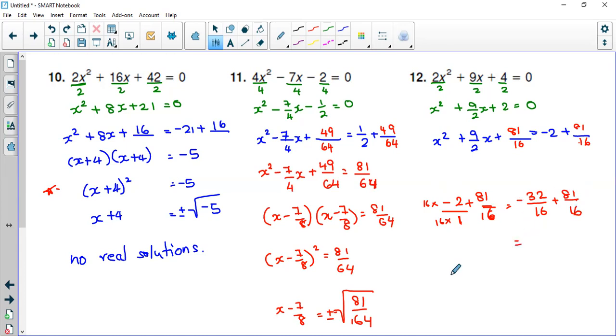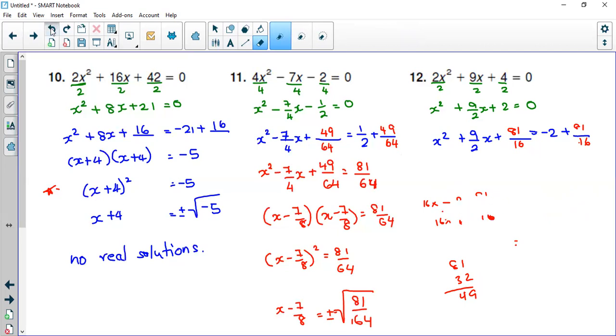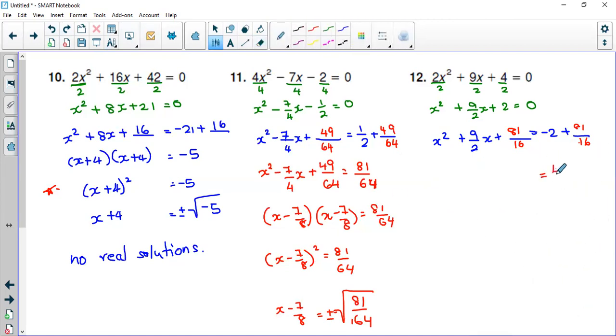Now, how much is 81 minus 32? 81 minus 32 would give you a 49. So this is going to be 49 over 16. Hold on, keep it like that. So the answer is going to be 49 over 16, right? Let me write that here. 49 over 16 is equal to 81 over 16 plus 9 over 2x plus x squared.